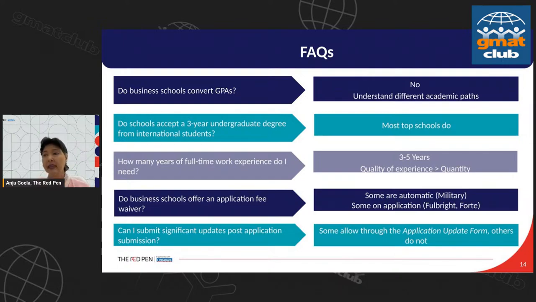A question that comes up very often is, can I submit significant updates after submitting the application, after the deadline has passed? Now, some schools like Tuck do allow for significant updates through the application update form, but the others may not. You will have to check with each school. There are some schools which will allow you to update your GMAT or GRE score if you've got a better score, but it is crucial that you check with each of these schools.